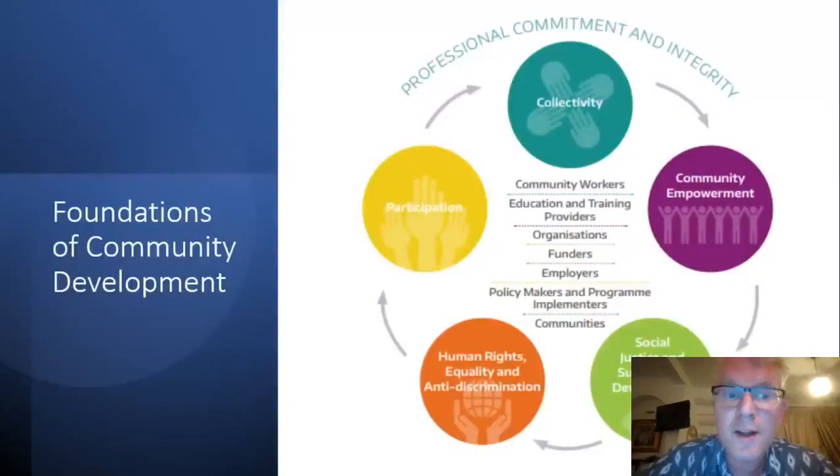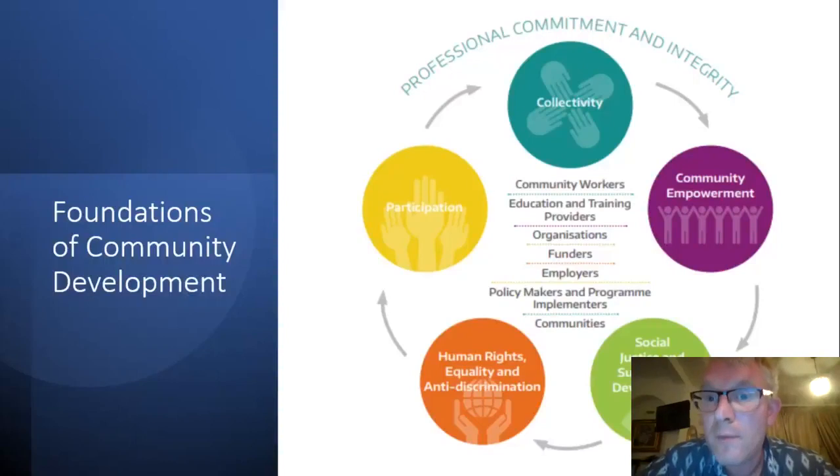And when we look at the foundations of community development, we can see that there are a number of key components attached to it. This diagram here actually comes from the All Ireland Standards for Community Work, and it very much captures both the policy direction of not only the Irish government, but the European Union and the European Commission. So we have 5 key criterion, or 5 core values.